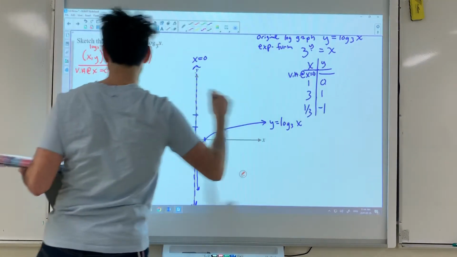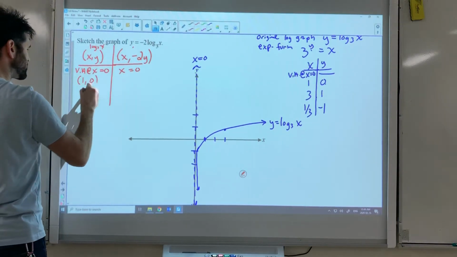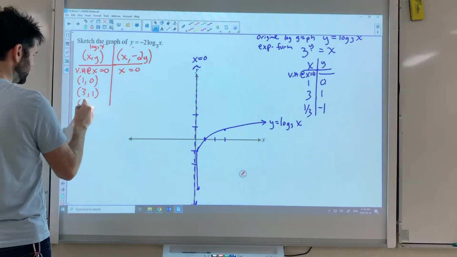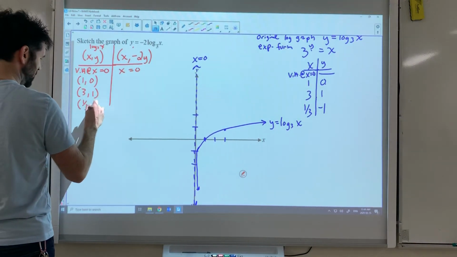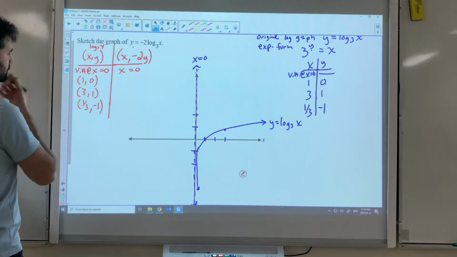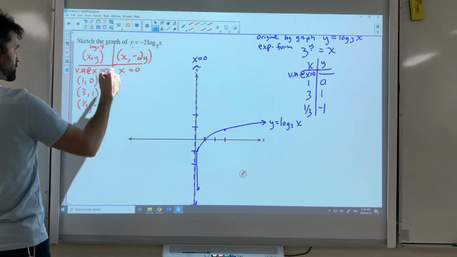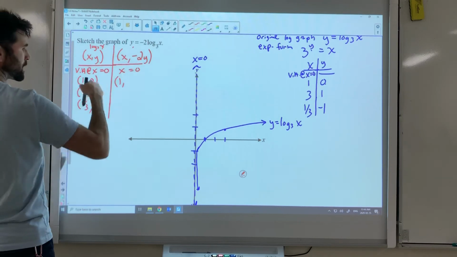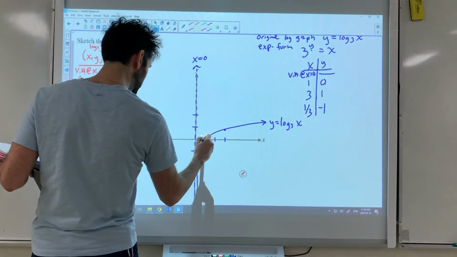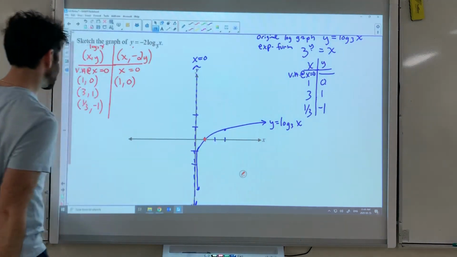Now grab these points. We got the point (1, 0), and we got the point (3, 1). And just for giggles, we got the point (1/3, -1). This one's optional. We'll see if we need it. So x values stay the same. So (1, 0) times -2 is still 0, so the point (1, 0) is still on that graph. So that point is there.